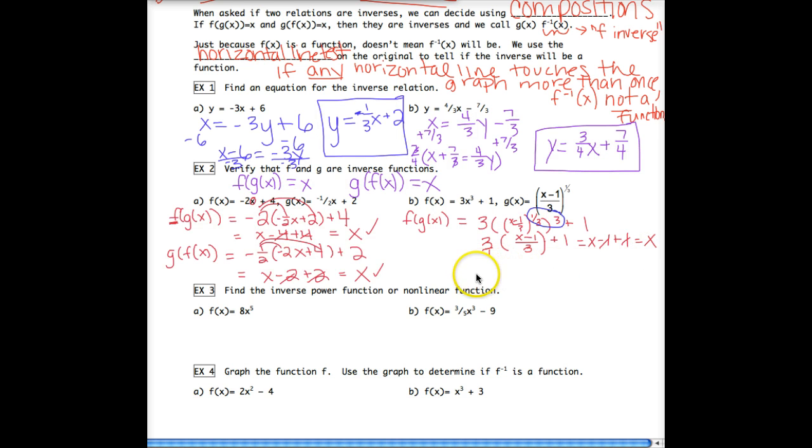Again, show each step. I always get people who try to just cross off everything and think that that shows that they know it. It doesn't. You need to show each step.